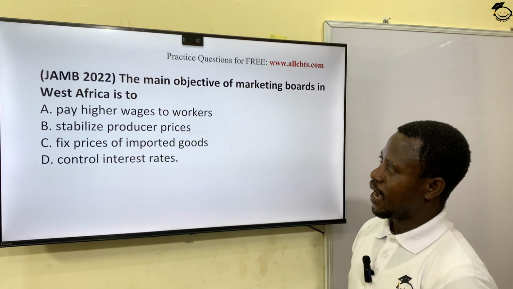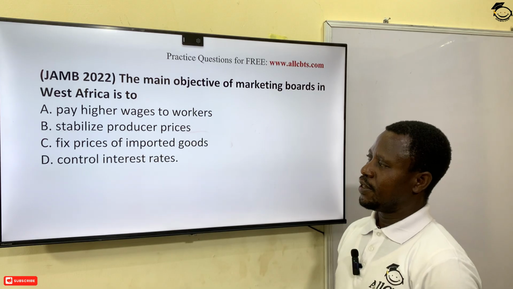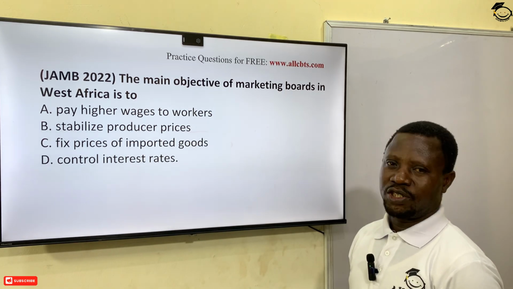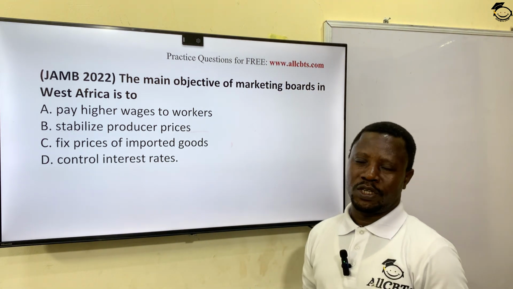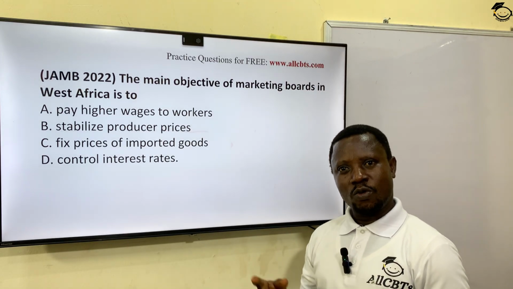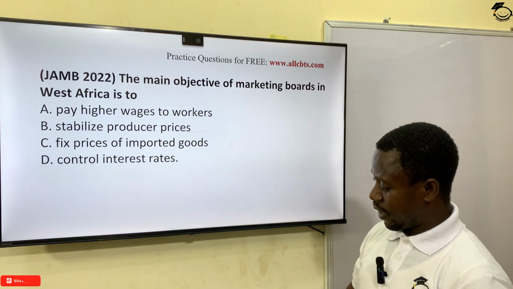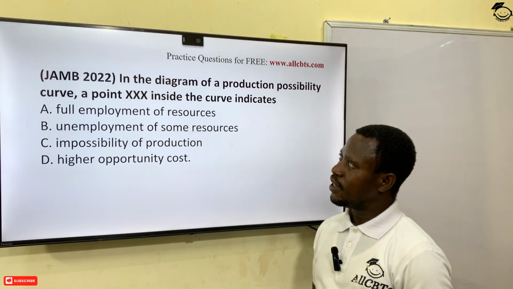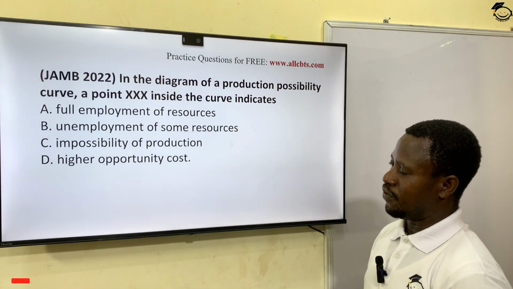So let's see which of them suits this explanation I gave. A, pay higher wages to workers. B, stabilize producer prices. C, fix prices of imported goods. D, control interest rates. The most correct answer to this question is option B, stabilize producer prices, so that no one will sell unnecessarily beyond the others in an attempt to make what? Abnormal profits.